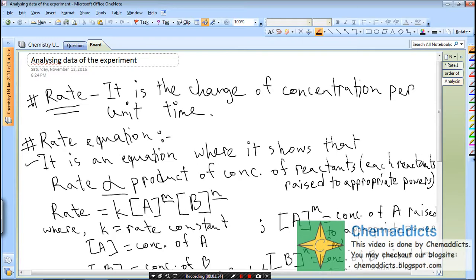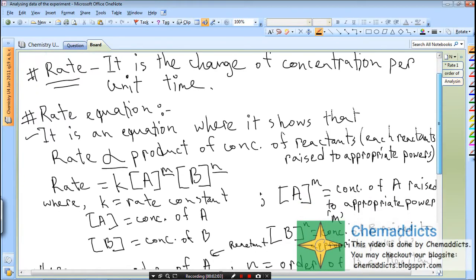As we all know, rate is simply the change of concentration per unit time. So what is meant by rate equation? It is an equation that shows that the rate is directly proportional to the product of the concentrations of reactants, with each reactant raised to appropriate powers. So what does that mean?